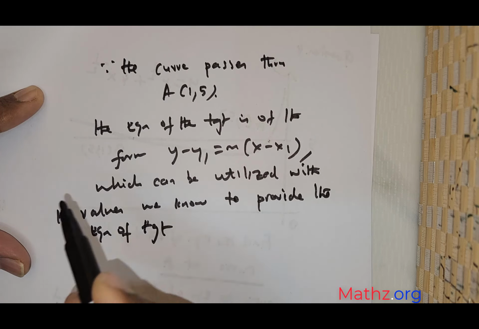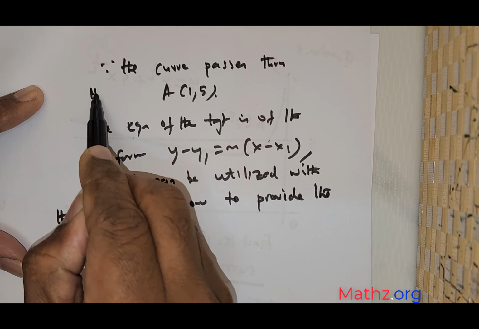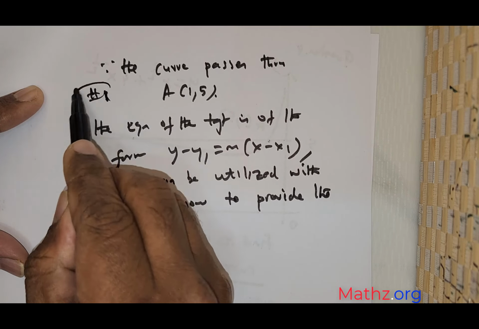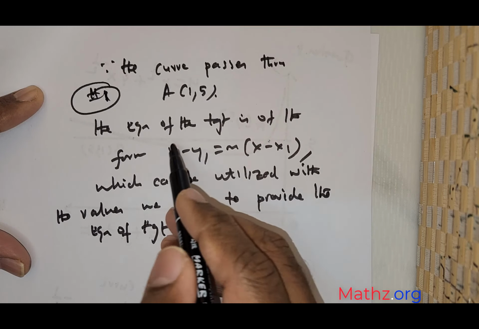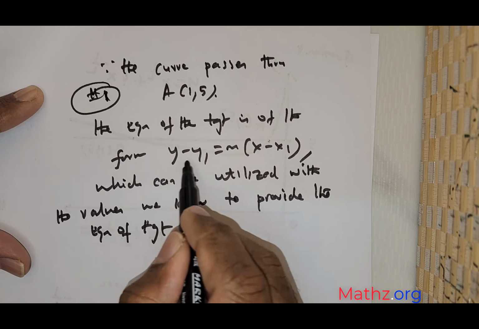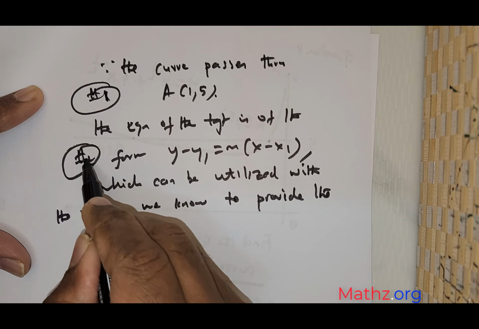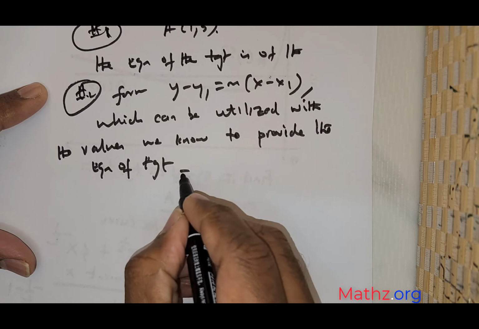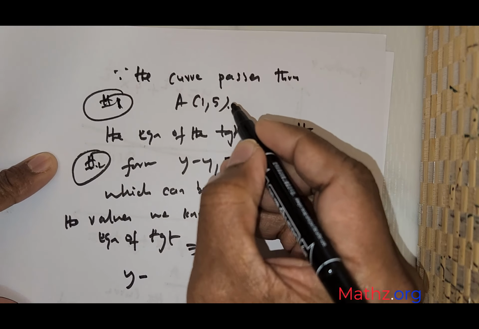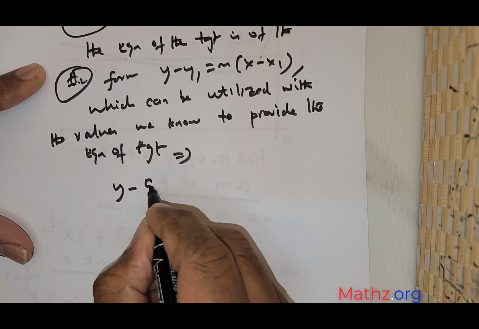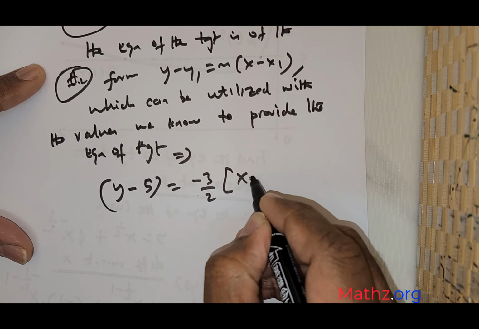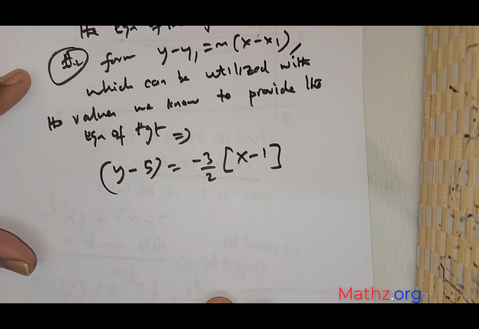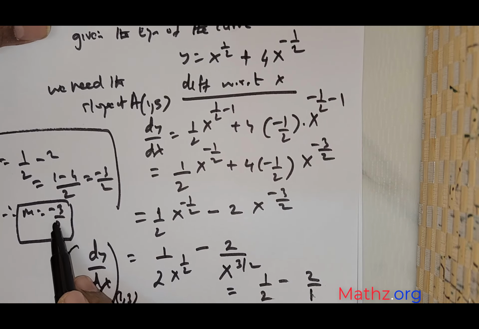Of course, you don't have to write all these things. So these are the informations that we will be using. So since the curve passes through A of 1 comma 5 and the equation of the tangent is this, so this would mean y minus y1, where y1 is 5, and slope is negative 3 over 2, times x minus 1. Right, the slope is negative 3 over 2.